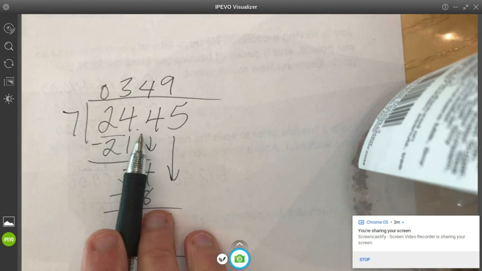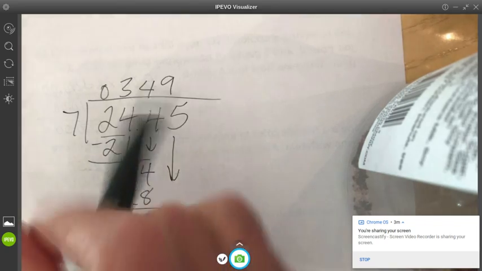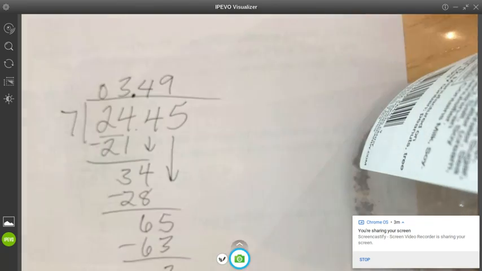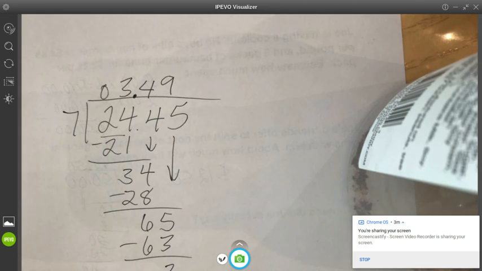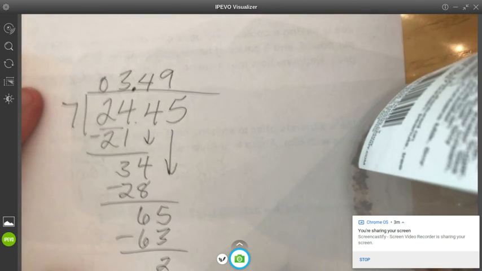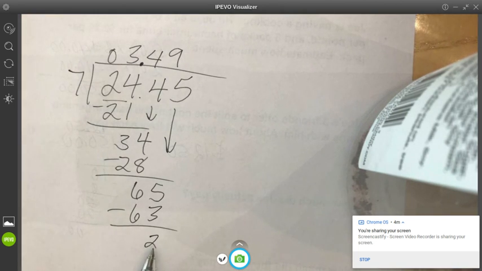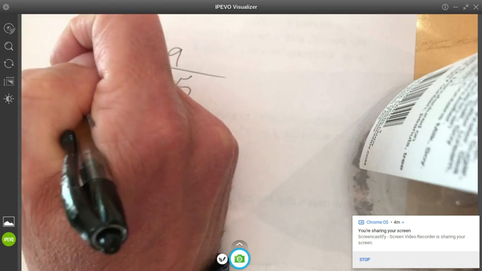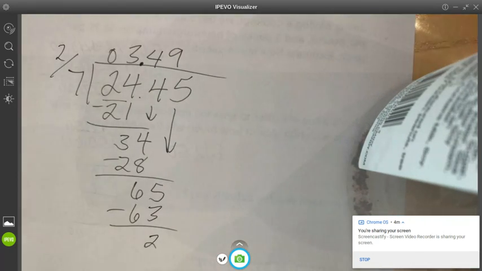All right, now remember, we had a decimal up here. In division, it's real easy. The decimal just goes straight up. So that would be 3 and 49 hundredths. Now, if you want to get very specific with how much you have left, you can take this 2 remainder and put it over your divisor as a fraction. That would make 2 sevenths.